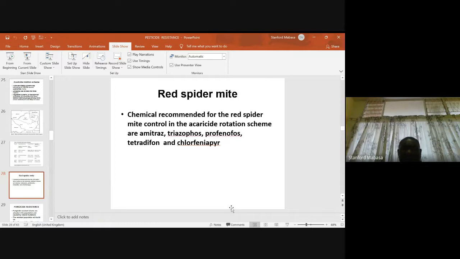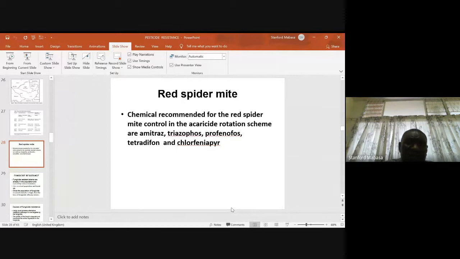So these are the recommended insecticides or acaricides for the rotation scheme. We've got Amitraz, Triazophos, Profenofos, Tetradifon, and Clofentezine. So these are the acaricides which can be used. So, in summary, we can say that in Zimbabwe, we've experienced insect pest resistance, especially in cotton, and there have been some solutions to that problem.